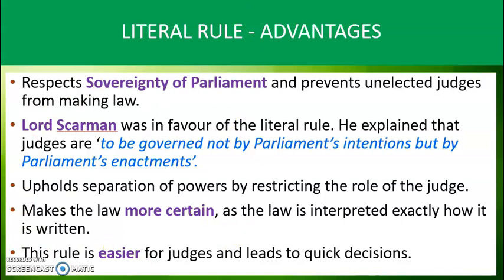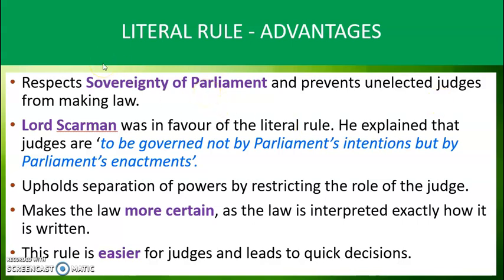So the first major advantage of the literal rule is that it respects the sovereignty of Parliament, and it's preventing unelected judges from making law. And remember that judges are only supposed to apply the law, they're not supposed to make it, they're not elected. And if you think about the socioeconomic background, the fact that they're mostly old white men, are these the people that we want necessarily going on a frolic of their own, making up the law? Possibly not.